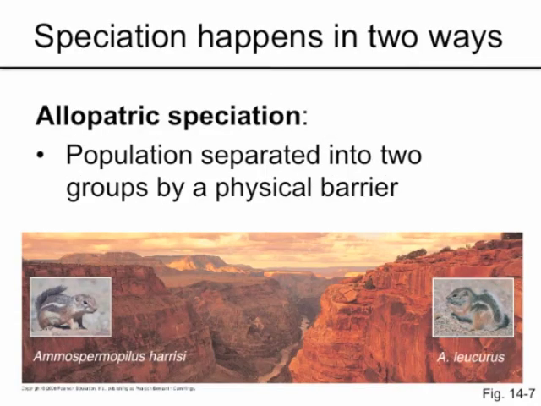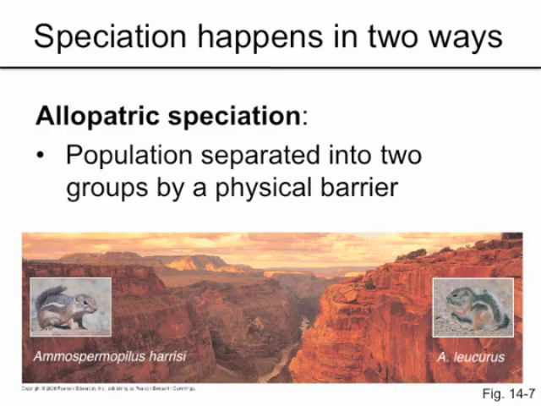Speciation can occur in two pretty broad, generic ways. The first one is allopatric speciation. Allopatric speciation is when a population is separated into two groups by physical barriers, and this allows for independent evolution or changes in the two separated populations, which eventually can lead to speciation. So it's speciation that occurs because populations have been separated by a physical barrier.